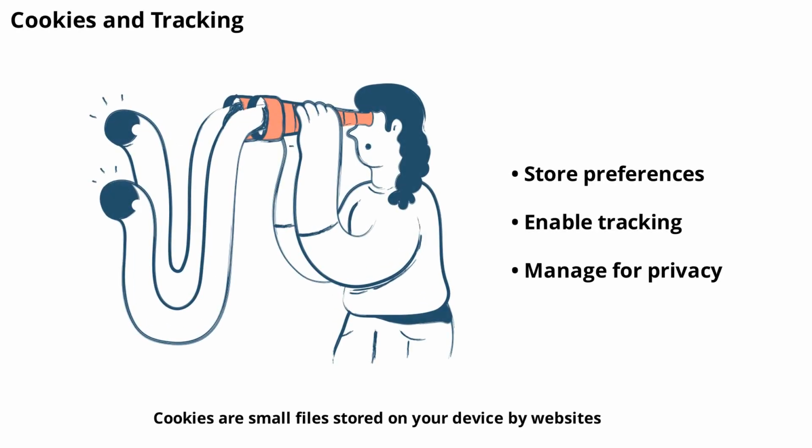Cookies are small files stored on your device by websites. They remember your preferences, login status, and browsing history. While cookies make web browsing more convenient, they can also be used for tracking and advertising. Most browsers let you manage or delete cookies for privacy.